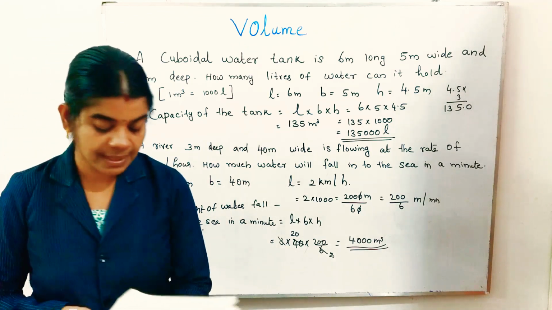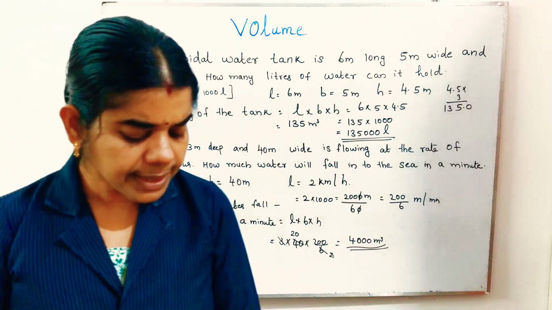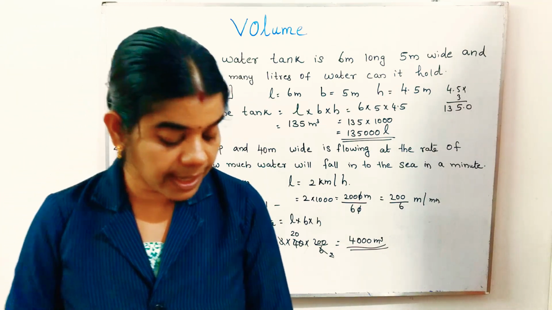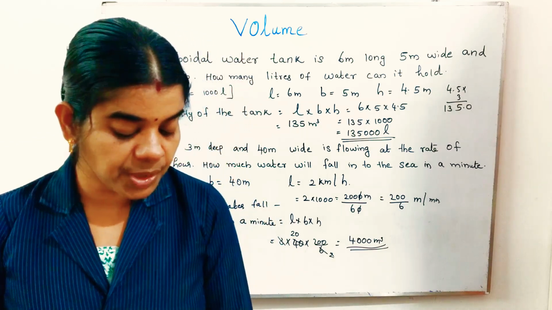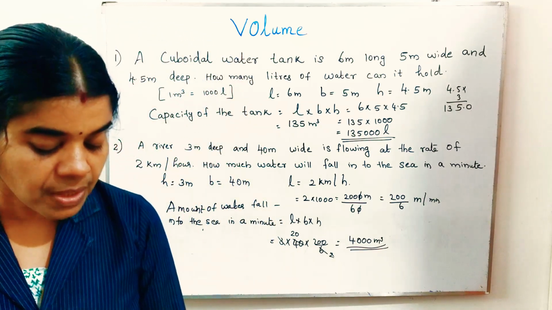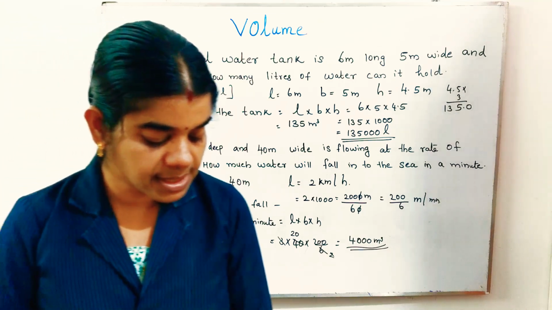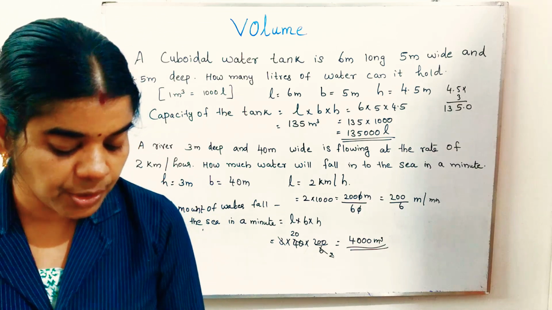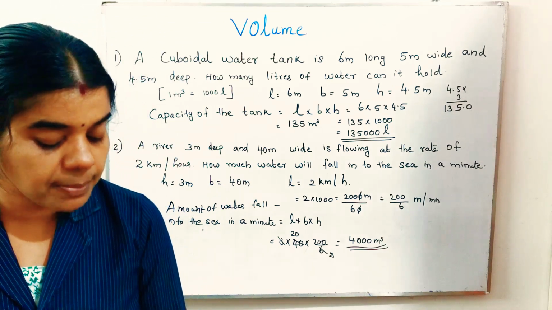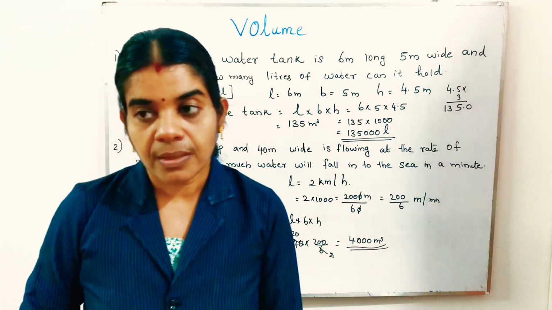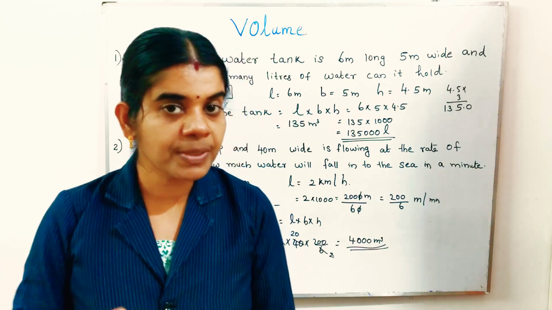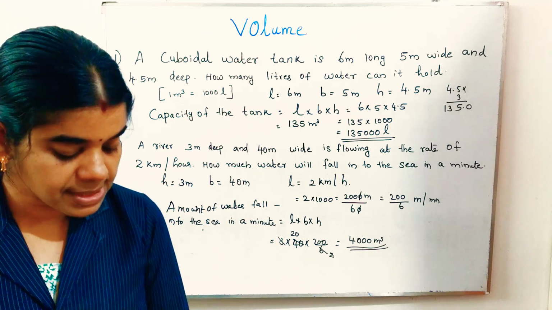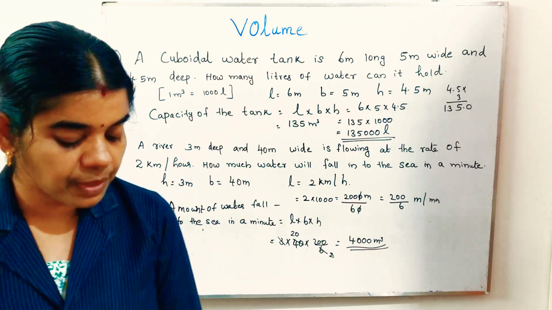All of you listen to the question. The capacity of a godown measures 40 meter into 25 meter into 10 meter. Find the maximum number of wooden crates, each measuring 1.5 meter into 1.25 meter into 0.5 meter, that can be stored in the godown. Godown means you already know, a bigger room where we keep all the things. Godown is there, measures 40 meter into 25 meter into 10 meter.